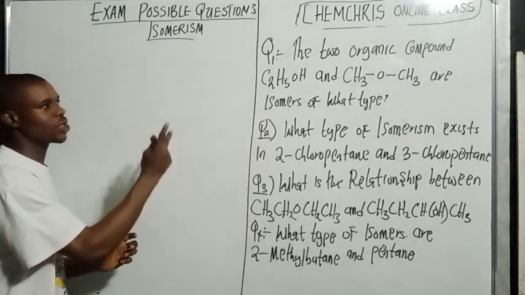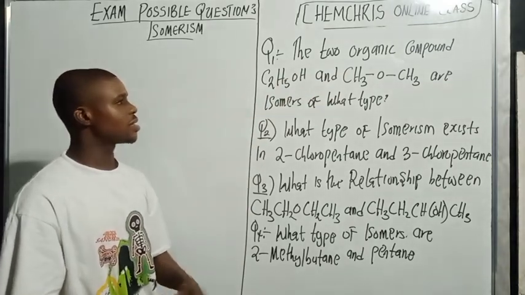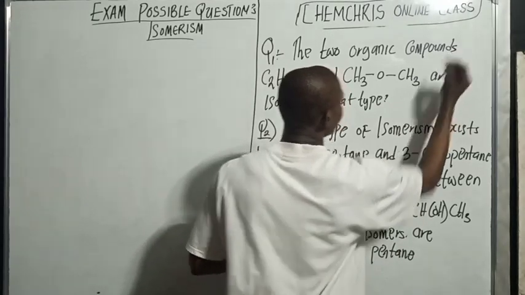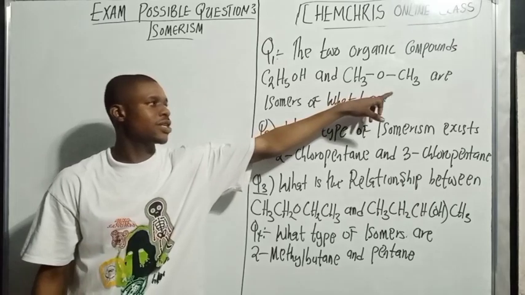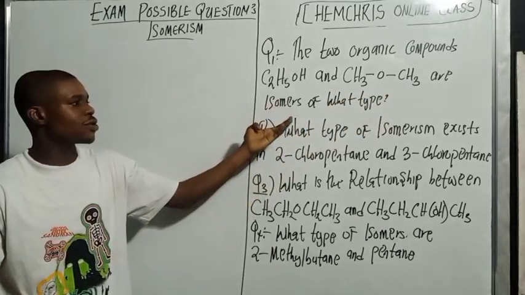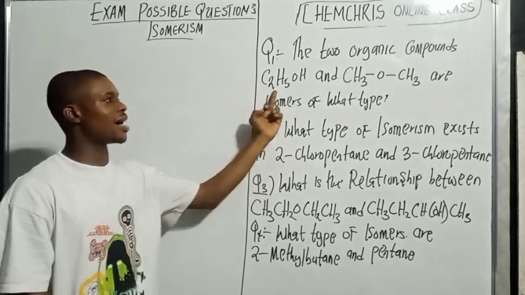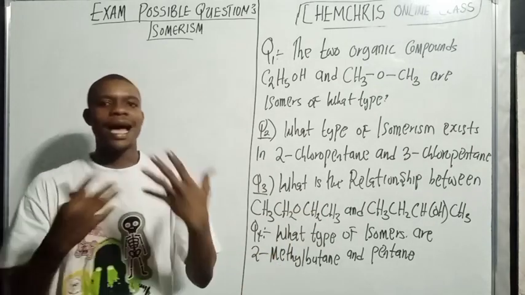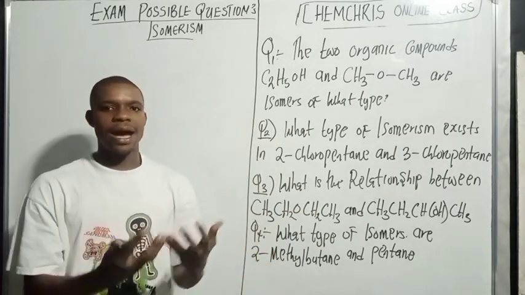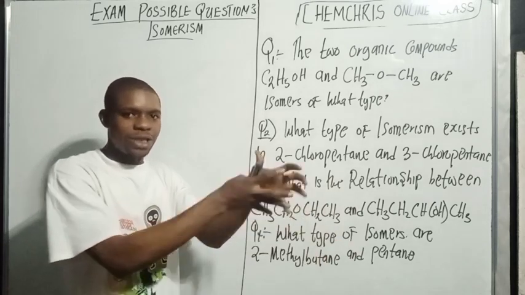Now look at the first question. The two organic compounds C2H5OH and CH3OCH3 are isomers of what? Here they're asking what type of isomerism exists between this one and this one. So, what is isomerism? Isomerism is a phenomenon whereby two or more compounds have the same molecular formula but different structures.